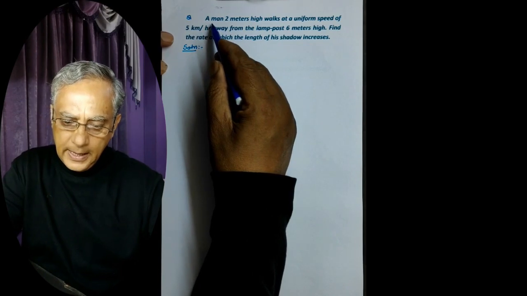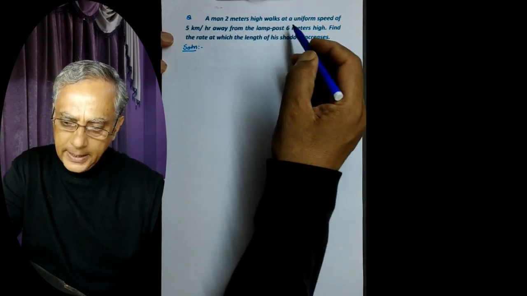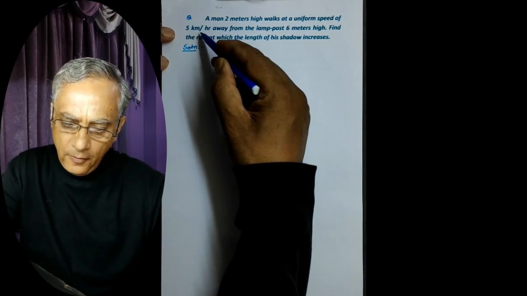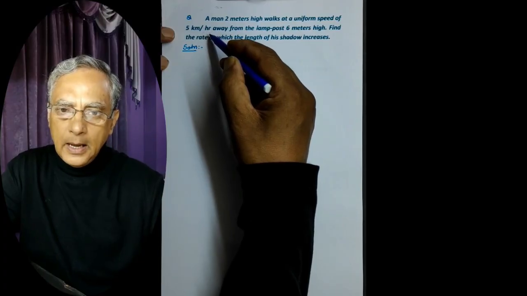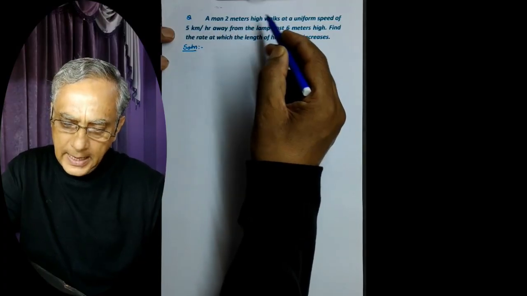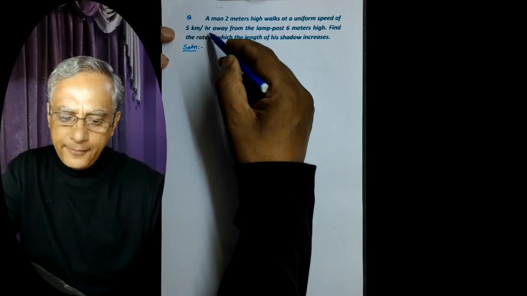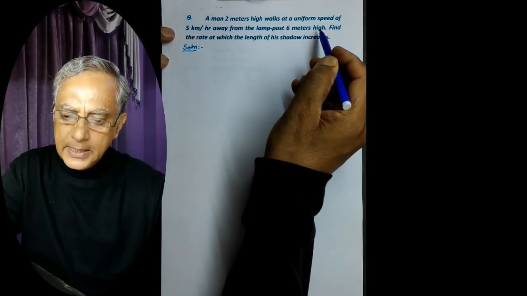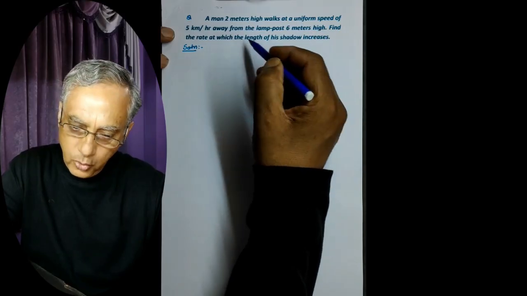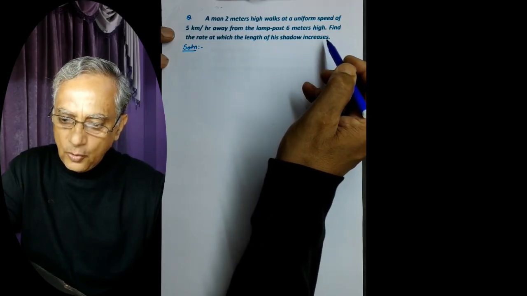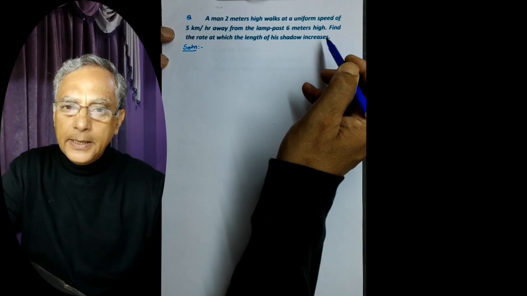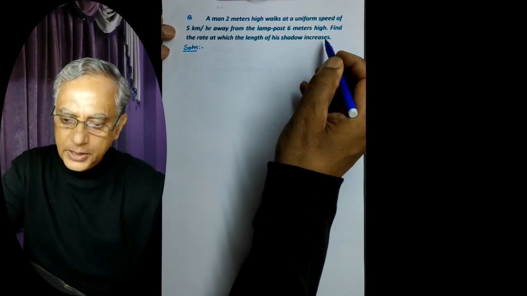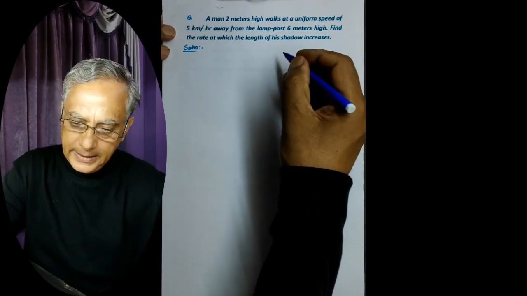Now next is a man 2 meters high walks at a uniform speed of 5 kilometers per hour. A man 2 meters high walks at a speed of 5 kilometers per hour away from the lamp post 6 meters high. Find the rate at which the length of his shadow is increasing. We have to find the rate at which the length of his shadow is increasing.